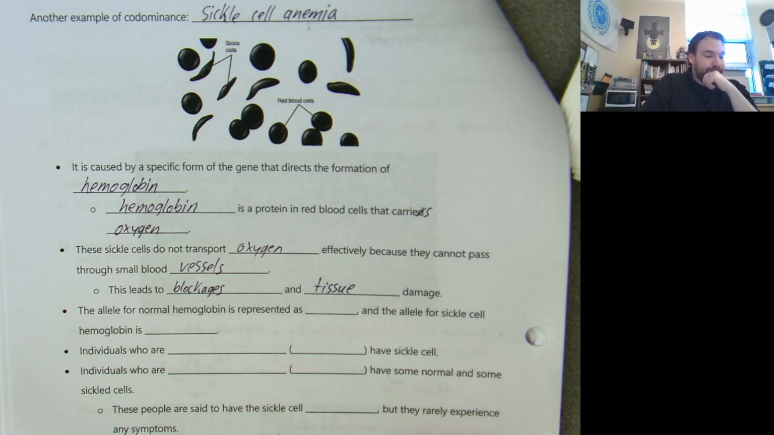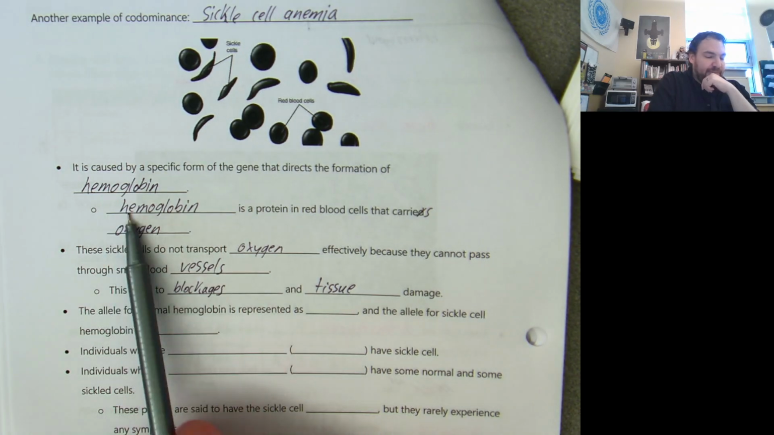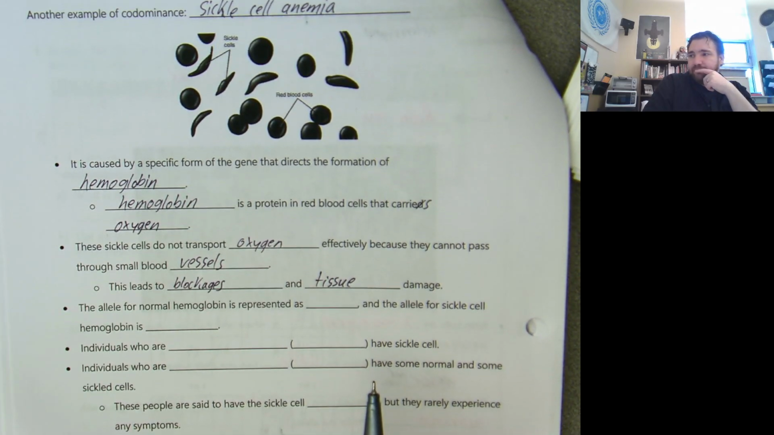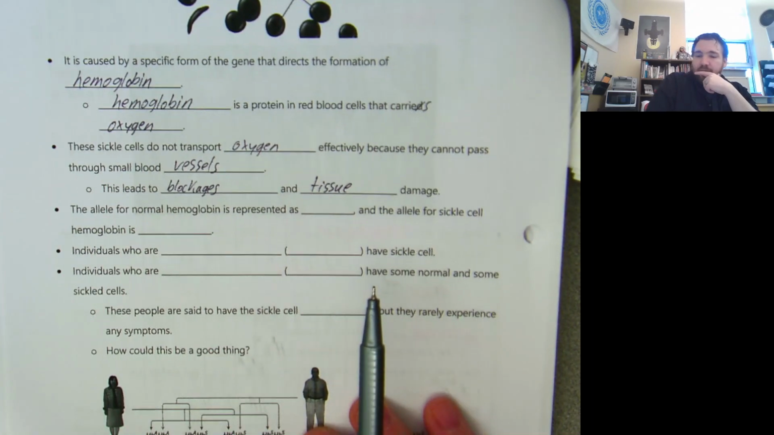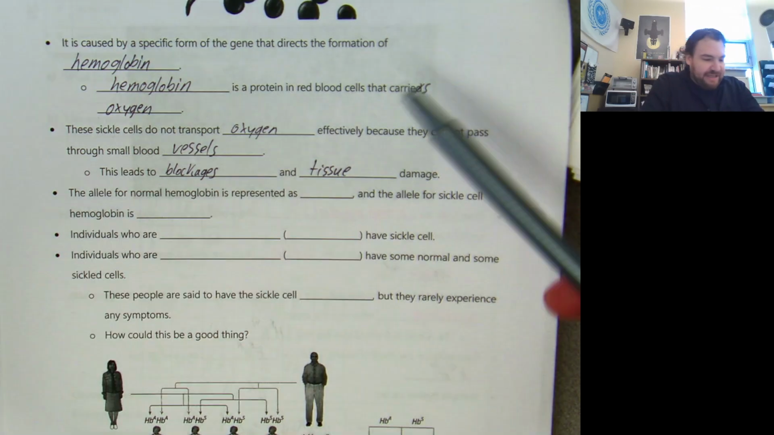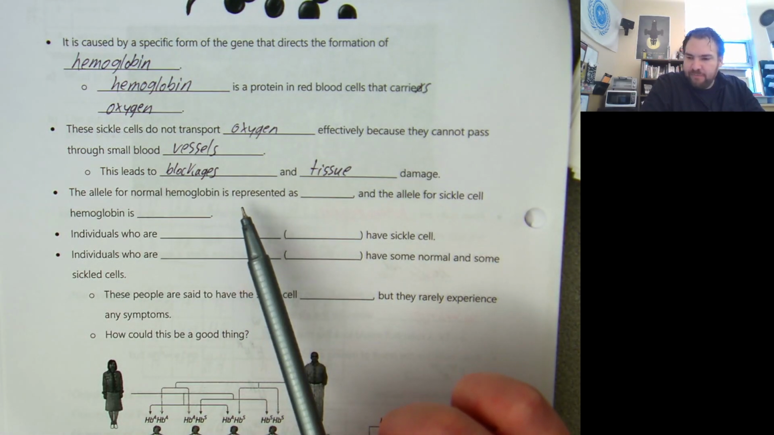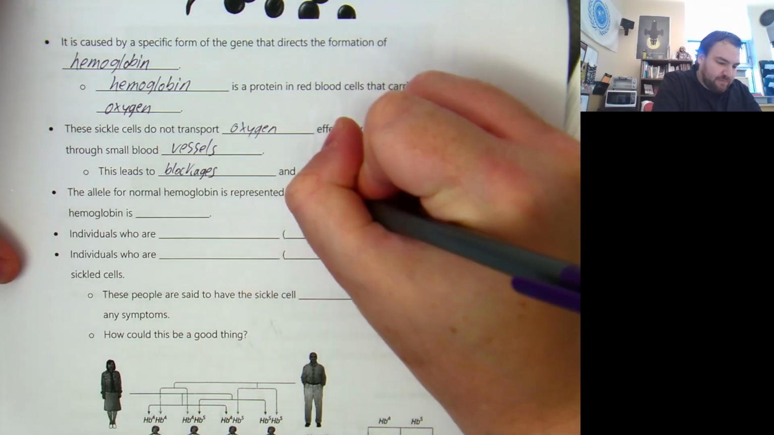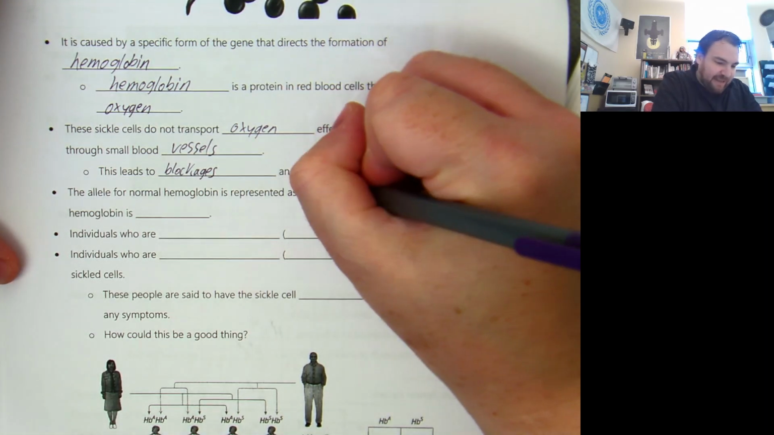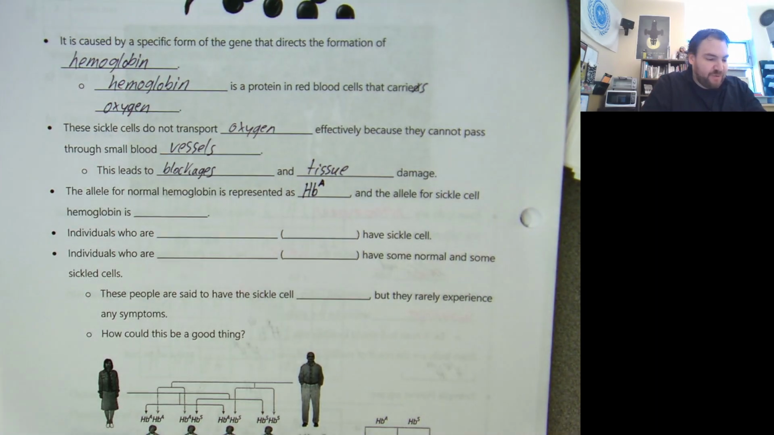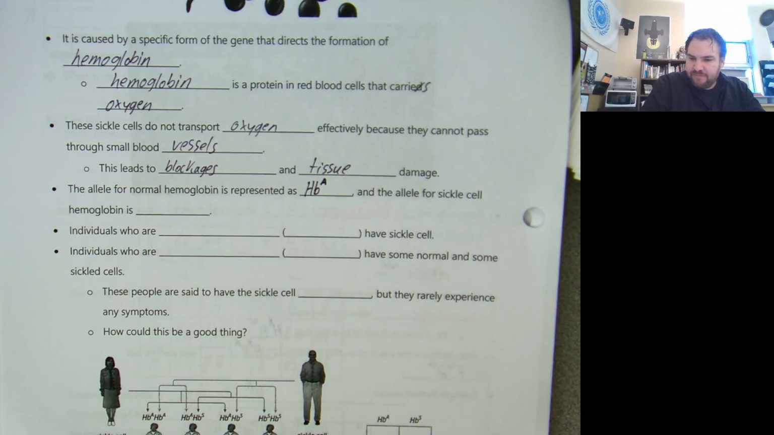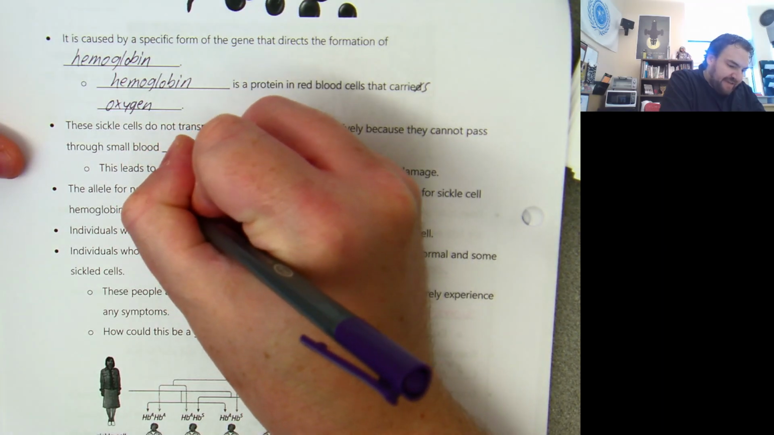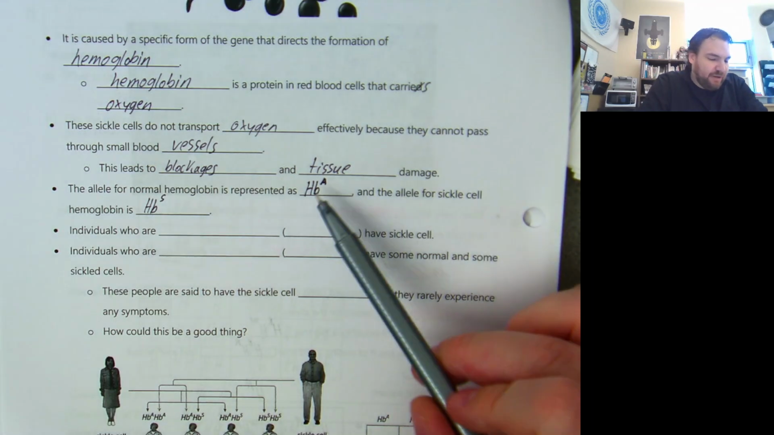Hemo, H-E-M-O. Hemoglobin and hemoglobin, yes, H-E-M-O. So the allele for normal hemoglobin is represented as, we're going to add more letters, HB with a capital A up top here. That's what the normal allele looks like. And the allele for sickle cell is HBS. So you got hemoglobin A and hemoglobin S.